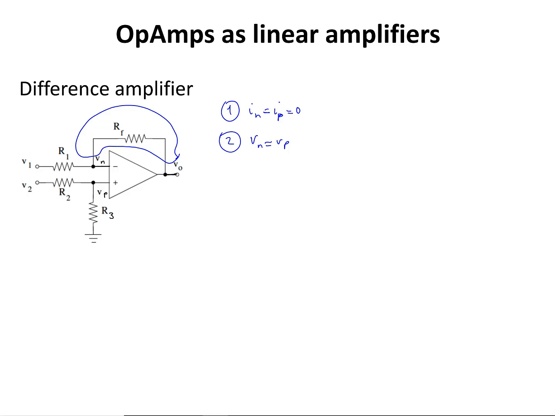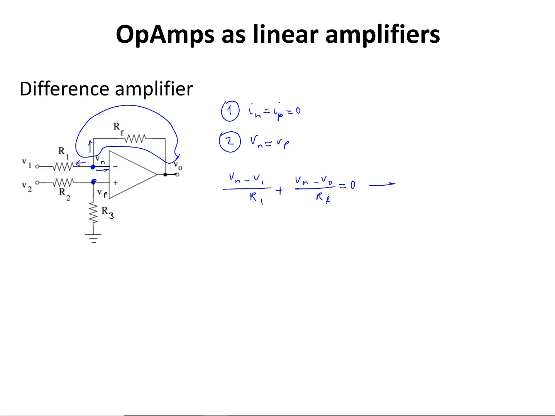Now I'm going to write KCL at node N and node P and solve it for Vout and V1 and V2. So starting from node N, I have the current that flows in this direction plus the current that flows in this direction equals 0, and from there I have (Vn minus V1) divided by R1 plus (Vn minus Vout) divided by Rf equals 0 because In is equal to 0.